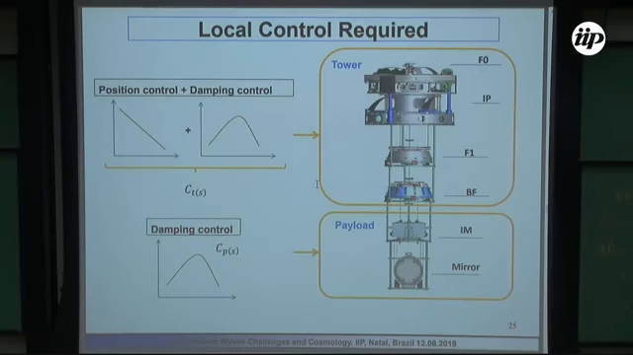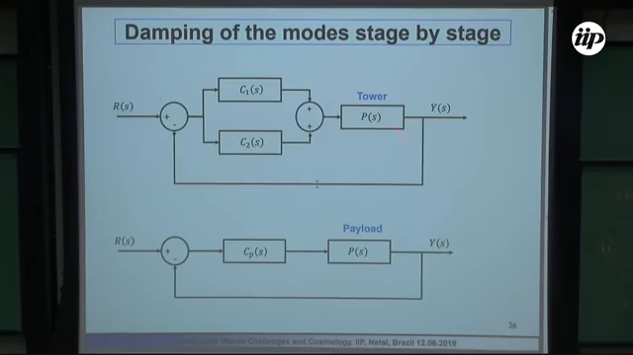So what do we use for local controls? We use position control and damping control for the tower. That means for the vertical isolation systems, the gas filters, and also for the inverted pendulum. And we only use damping control for the payload. So this is what we are using in the tower, and this is what we are using in the payload.